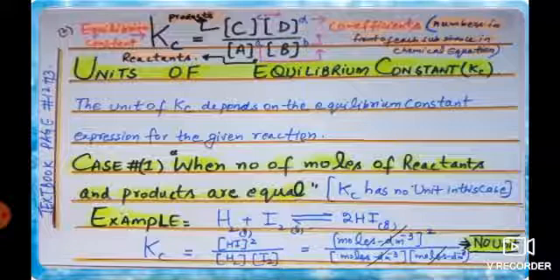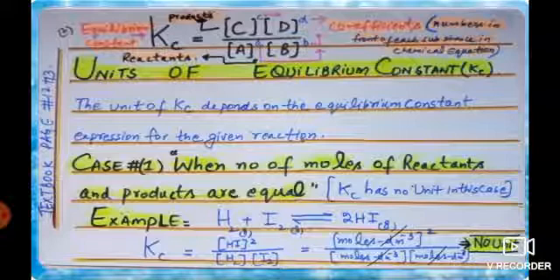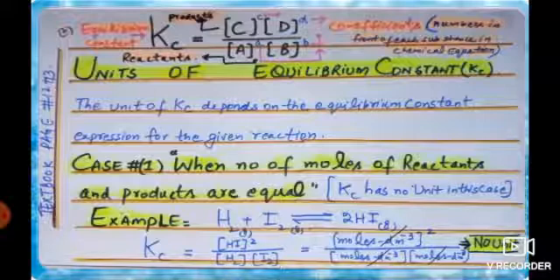Now the unit of equilibrium constant Kc. The unit of equilibrium constant Kc depends upon the equilibrium constant expression for the given reaction. Like the equilibrium constant expression, it will be different for different reactions. So for this we will study in 3 cases. Case number 1 is when the number of moles of reactants and products are equal. In this case, the Kc has no unit.